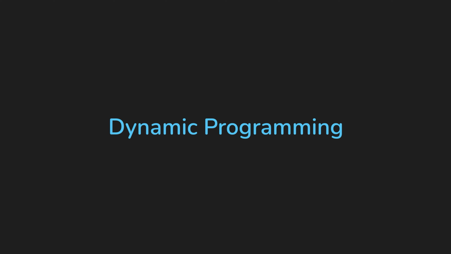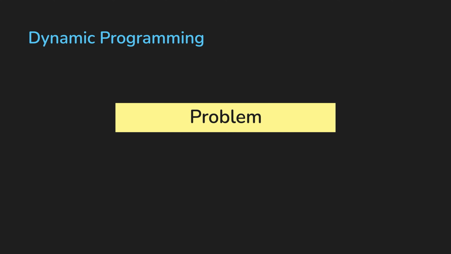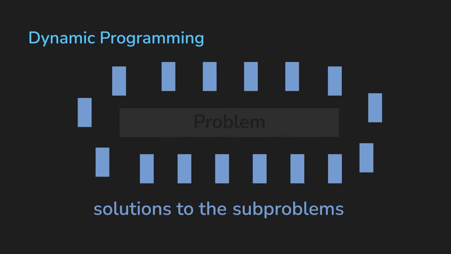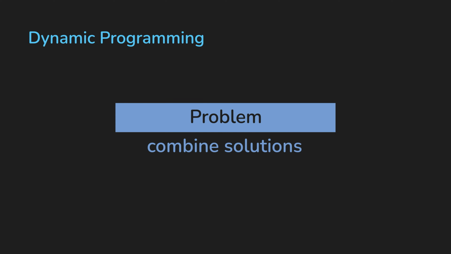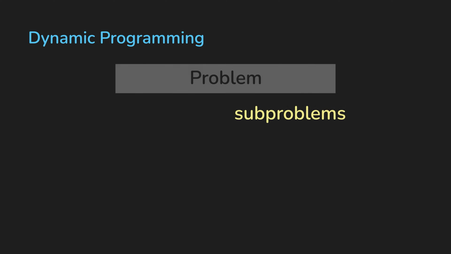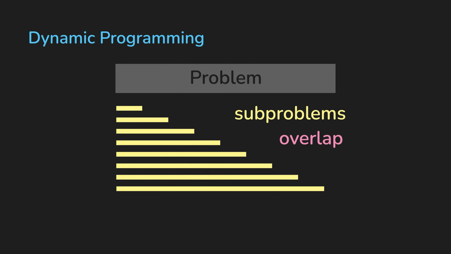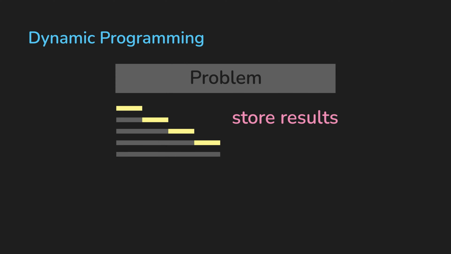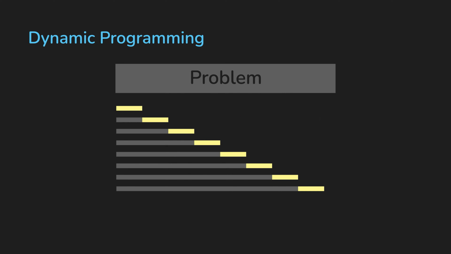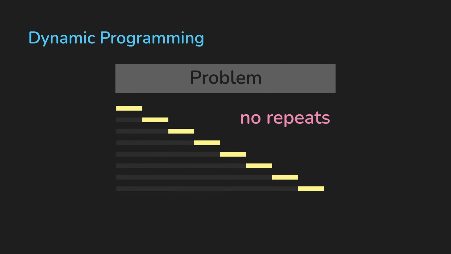In this video, let's talk about dynamic programming. Dynamic programming is solving the problem by figuring out the solution to the subproblems and then combining them to solve the original problem. It applies when the subproblems overlap with each other, because if we are able to store the intermediate results and use it later, we don't have to repeat ourselves when we combine the solutions.